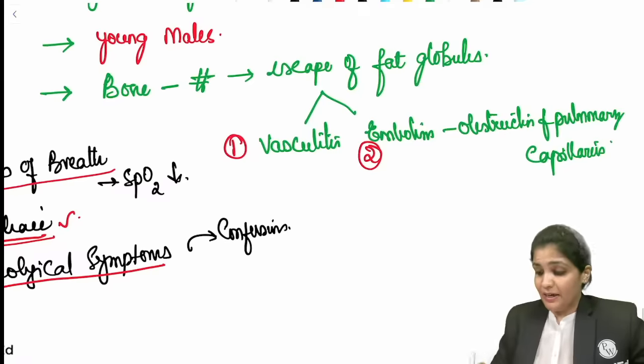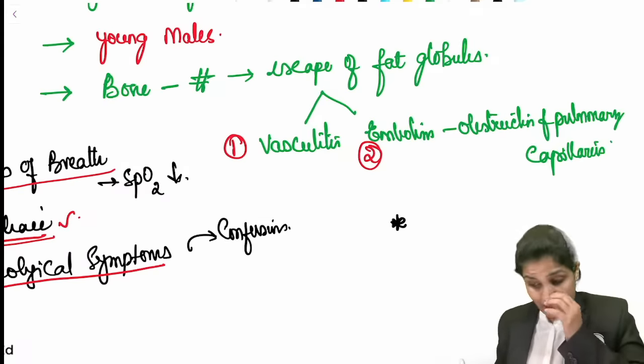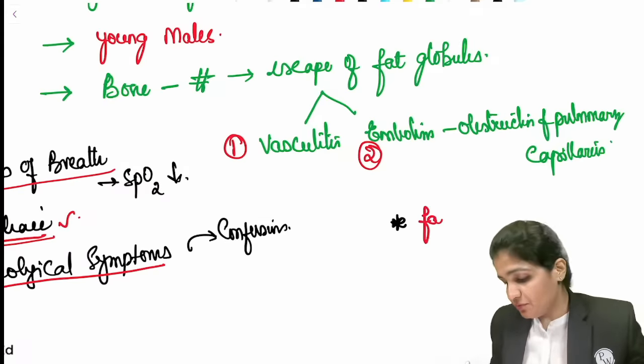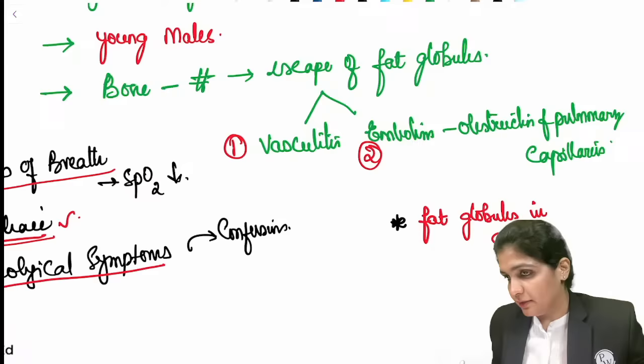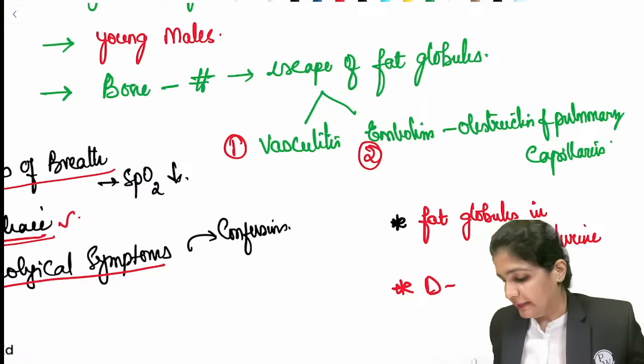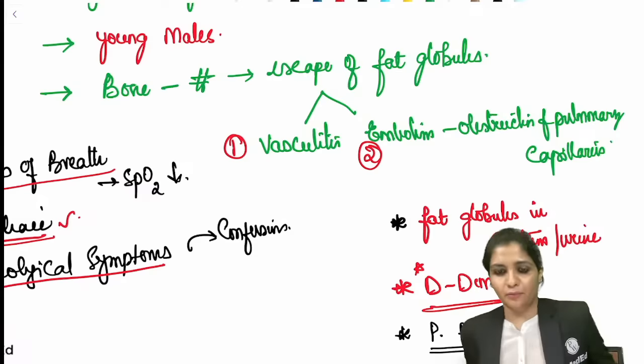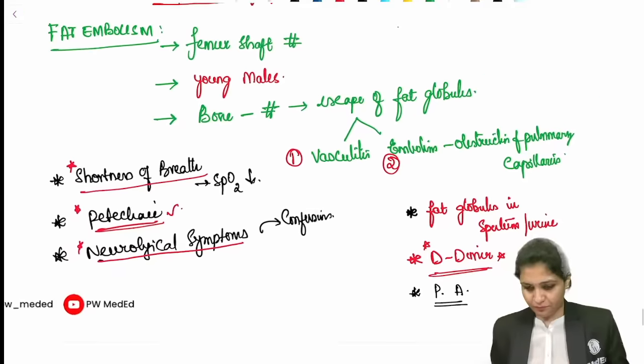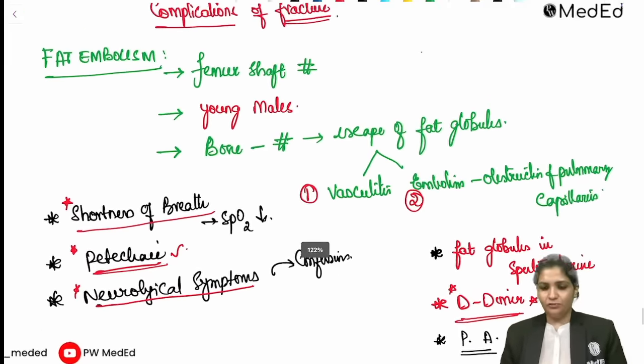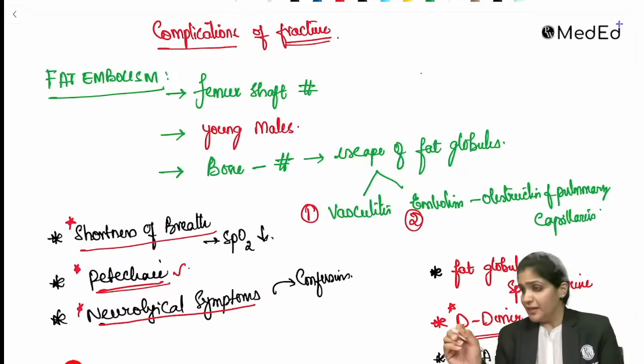How do you diagnose it? Diagnosis is mainly by the decrease in SpO2 levels and presence of fat globules in sputum and urine. The fat globules are present in sputum and urine, and the D-dimer is always there for you to tell, and ultimately pulmonary angiography to rule out other conditions like pulmonary embolism. So that is about your complications of fat embolism, which is very important, and somebody has mentioned it very correctly.